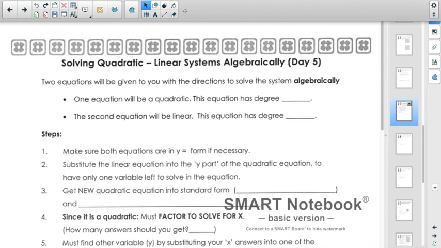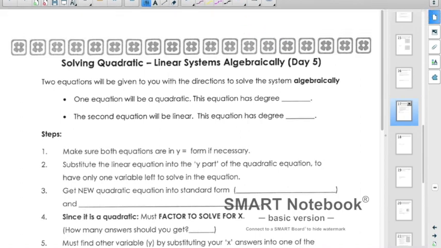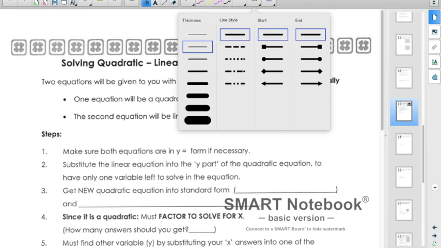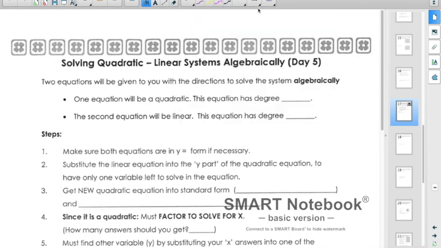Hopefully the Delta Math wasn't too bad for you guys. It was just day 4 and a little bit of review from before day 4. But let's get this going here. So, here we're solving quadratic and linear systems, but instead we're going to do it algebraically. So day 4 was solving it graphically.